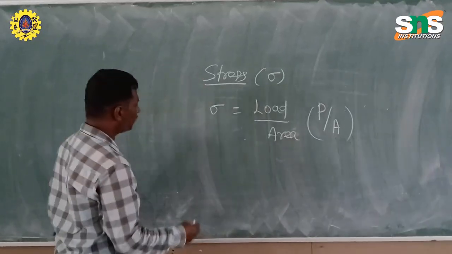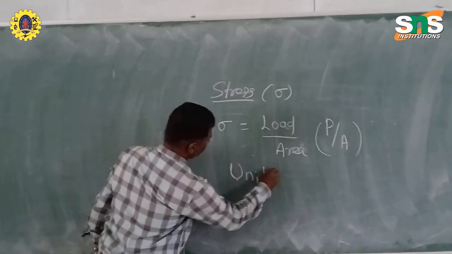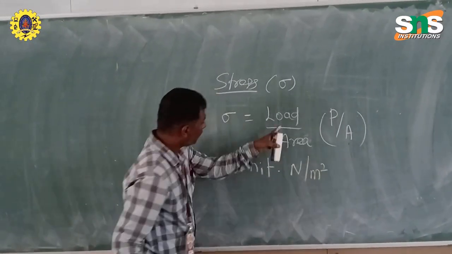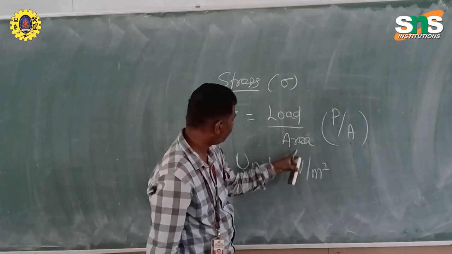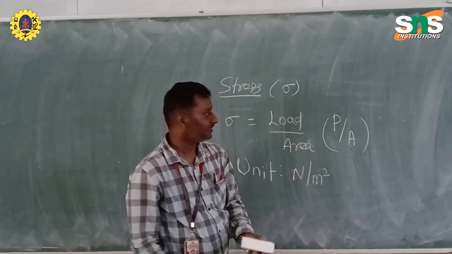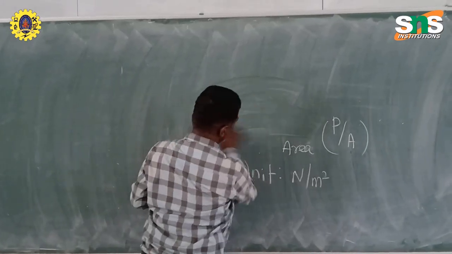Then what is the unit for stress? The unit for stress is Newton per meter square, since the load is measured in Newton and the area in meter square. So this is about stress. Then we can move on to another terminology called strain.